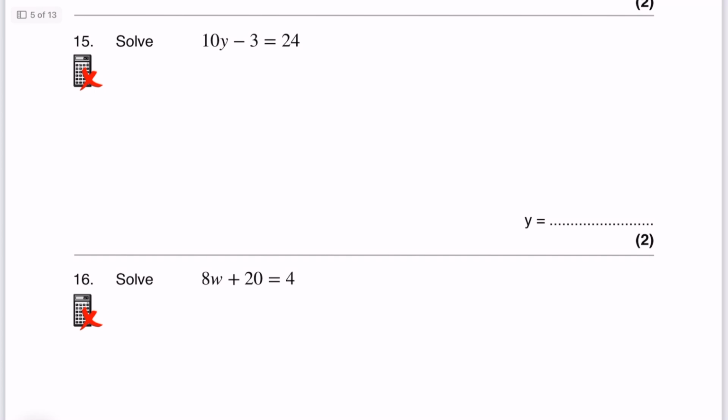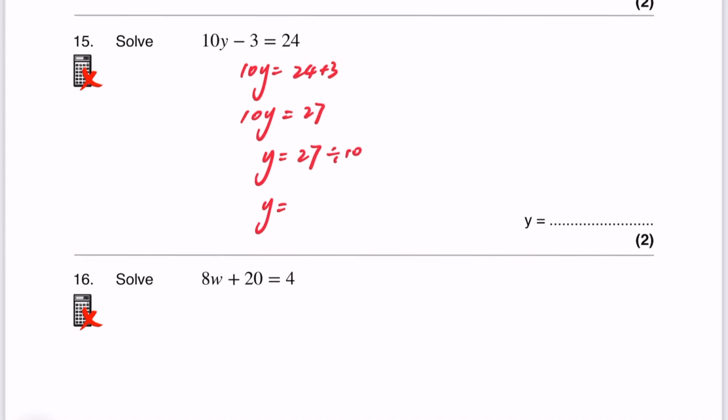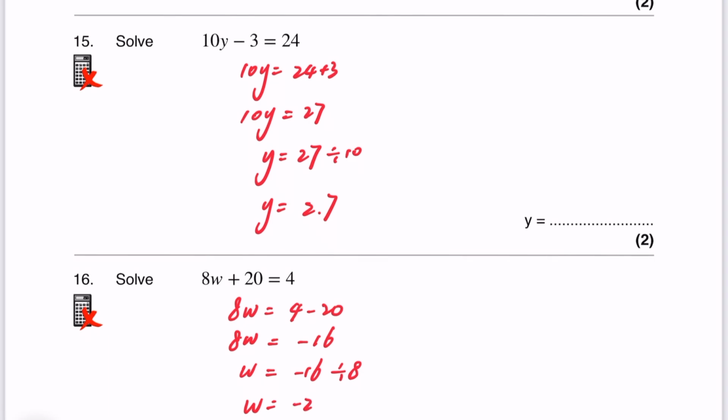For question 15, 10y equals 24 plus 3. 10y equals 27. y equals 27 divided by 10. And then we're going to get a decimal out of this, 2.7. And then for question 16, 8w equals 4 minus 20. 8w equals minus 16. w equals minus 16 divided by 8. w equals minus 2.